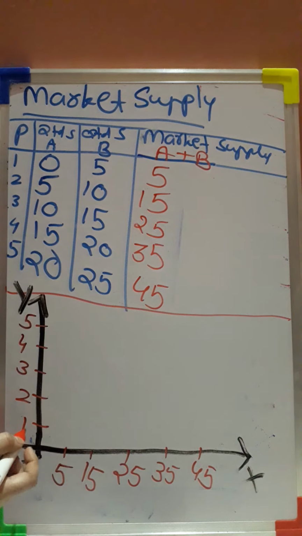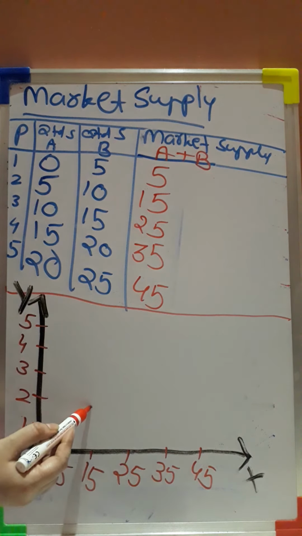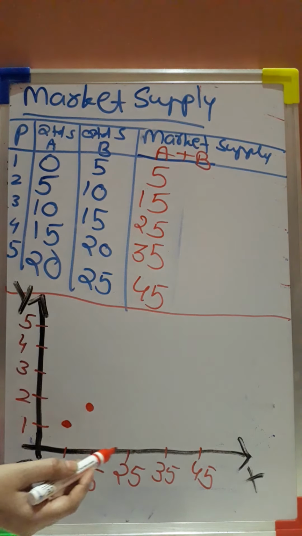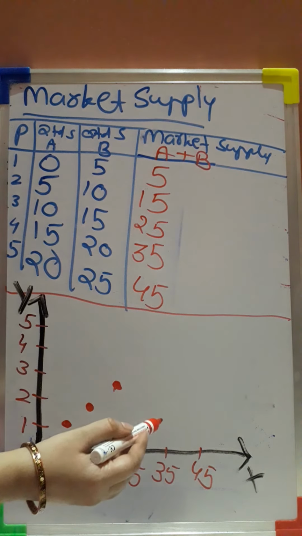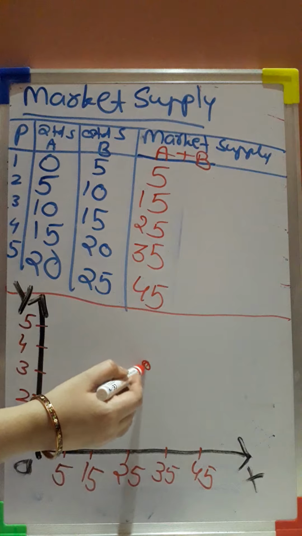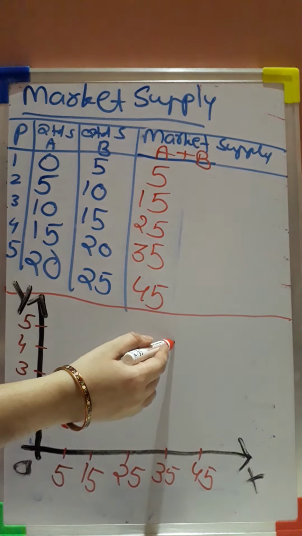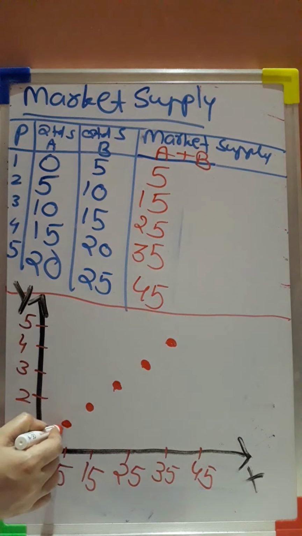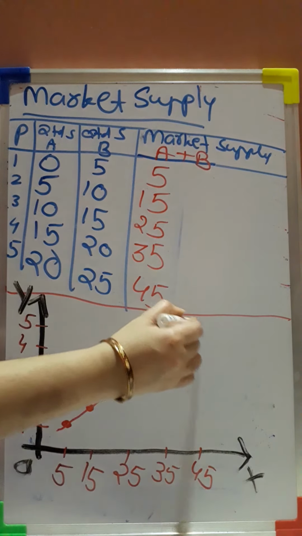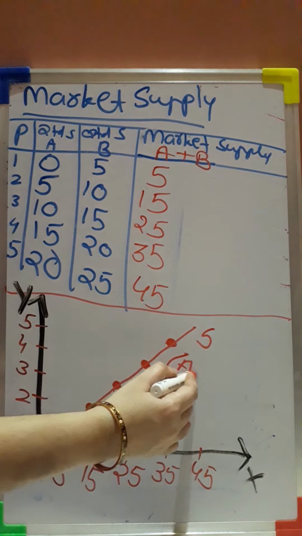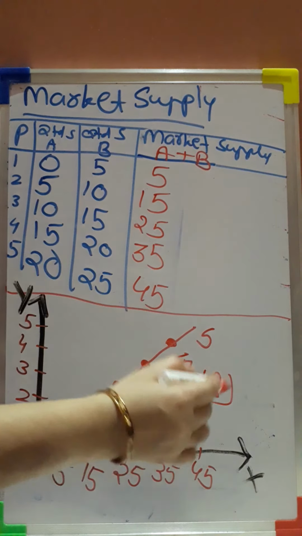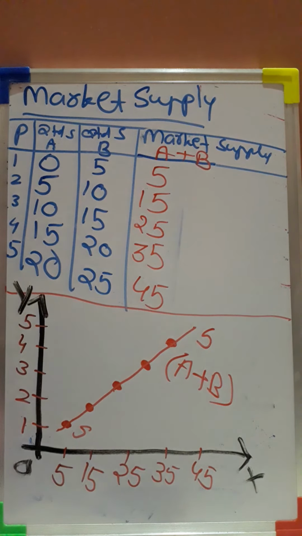Now we'll make the diagram. At rupees 1, market supply is 5. At rupees 2, market supply is 15. At rupees 3, market supply is 25. At rupees 4, market supply is 35. At rupees 5, market supply is 45. So now on the basis of all the points, we'll draw the supply curve. So market supply is a calculation, the addition of the A plus B producers' supply. So in this way you can draw the diagram.